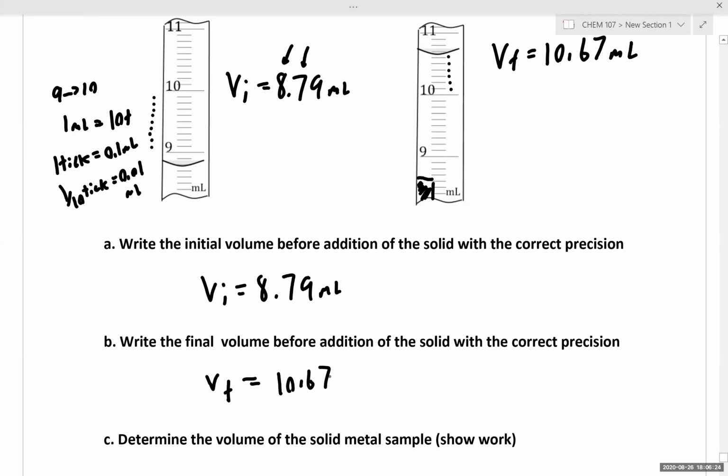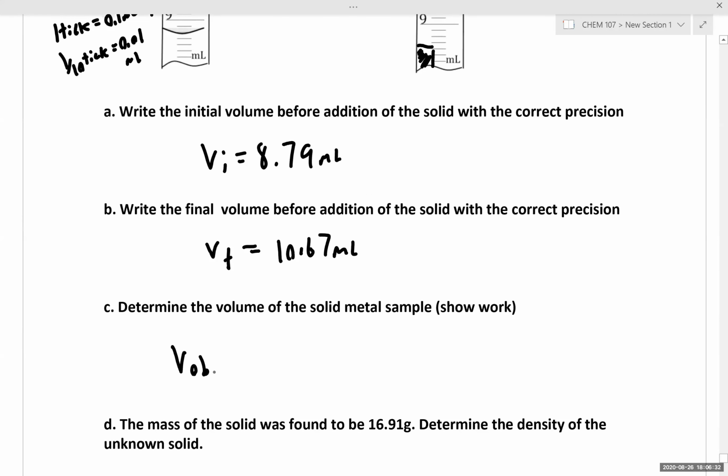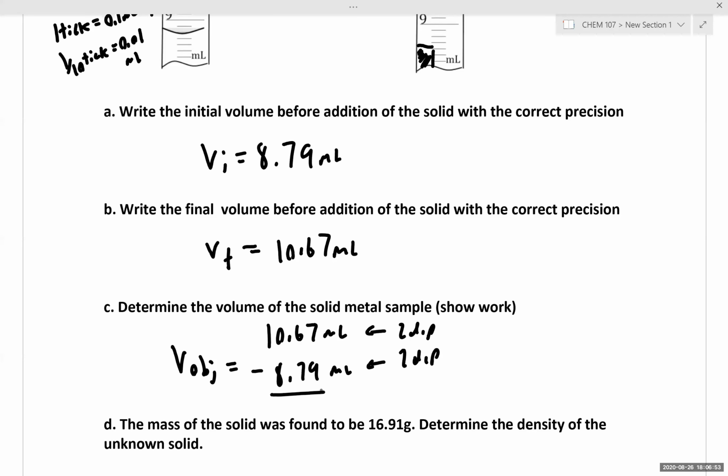Now that we have our initial and final volume written to the correct number of sig figs, we can calculate the volume of our solid object by taking our final volume minus our initial volume. As we notice, both of these numbers have 2 decimal places. So our final answer should also have 2 decimal places. So we have 10.67 minus 8.79. That gives us 1.88 milliliters.